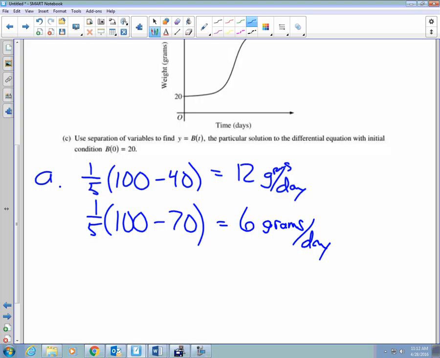Is it gaining weight quicker at 40 pounds or at 70 pounds? Does that make sense to you that it would be gaining weight faster at 40 grams than at 60 or 70 grams? I said pounds. It's a big bird. Why does it make sense to you?